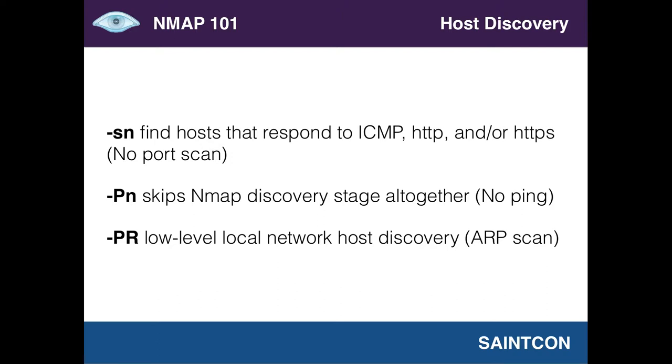The next option I show here is -Pn. This one actually doesn't do discovery. In a case where you want to do what they call a stealth scan, discovery kind of works against what you're trying to do because you're trying to be stealthy. So the -Pn option actually turns off discovery. I'll show you an example for that a little bit later. -PR is interesting because for local scans, not routed over the network, you can actually do ARP scans with option -PR. Again, not over the internet, but locally.